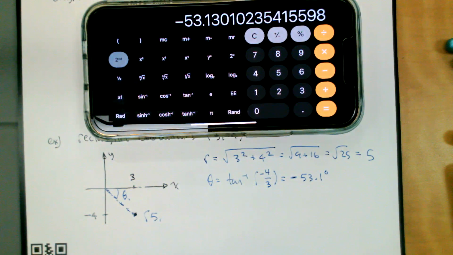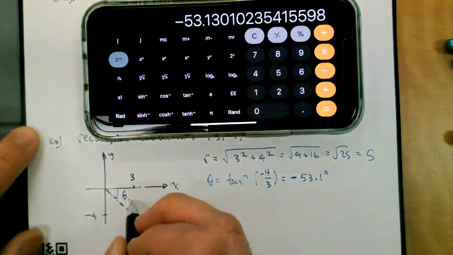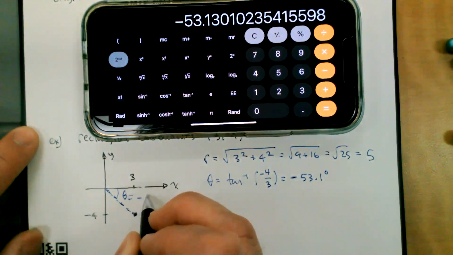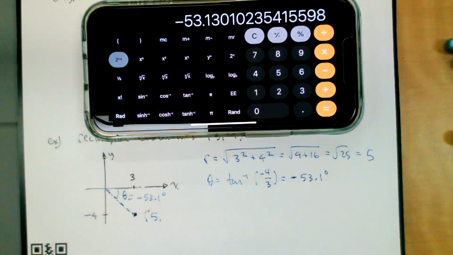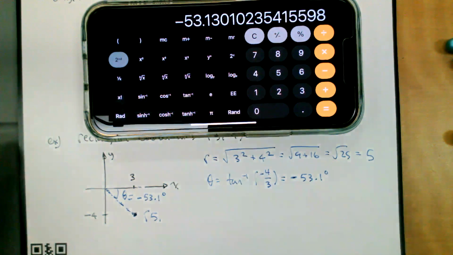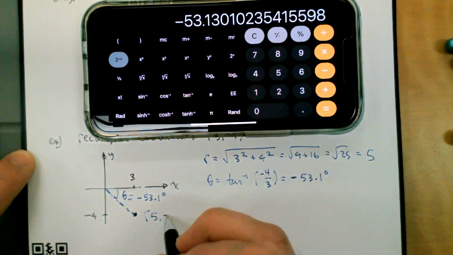Here's an angle that's definitely in the fourth quadrant. So I could say that this angle is -53.1 degrees. Fourth quadrant is in the range of the inverse tangent, so I'll not have to mess with anything here. But the coordinates here we could write as 5 and -53.1 degrees.